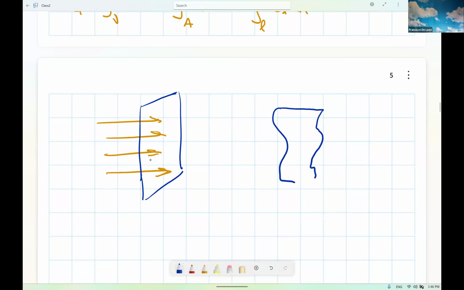Because it's going to complicate your integration life, right? You don't want to integrate to this, right? You want to integrate to something. In fact, you don't even want to integrate. You just want to multiply the quantity by the area. So you try to always put your integration path in a way that is following the force.